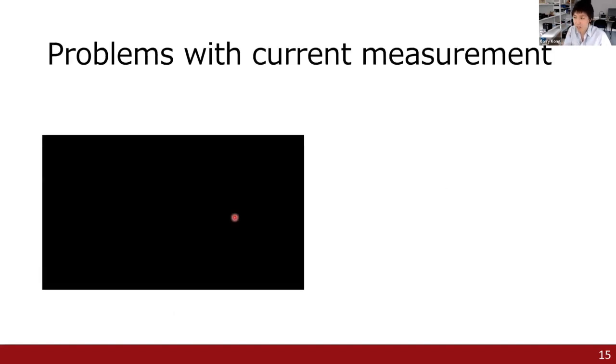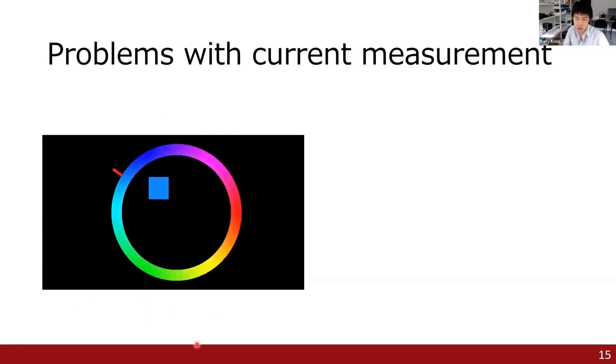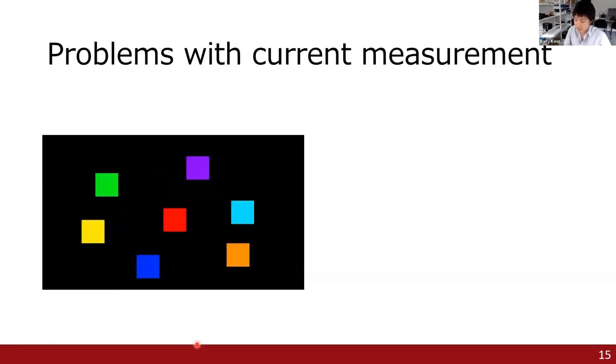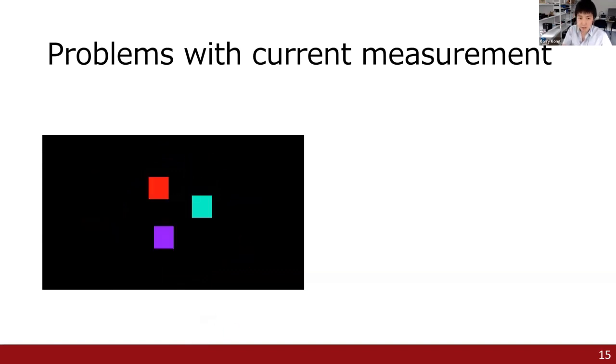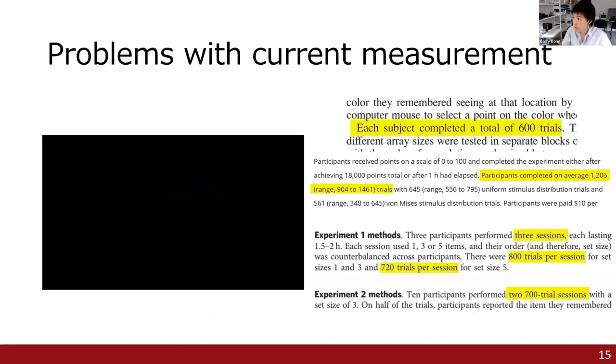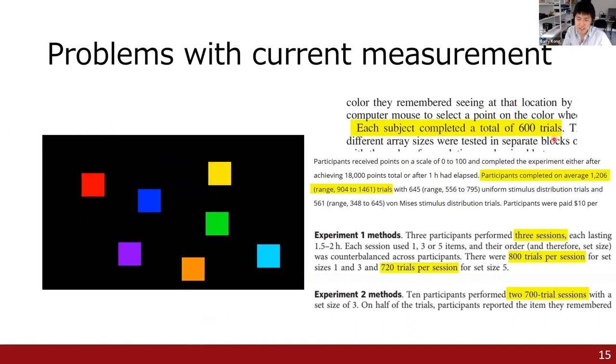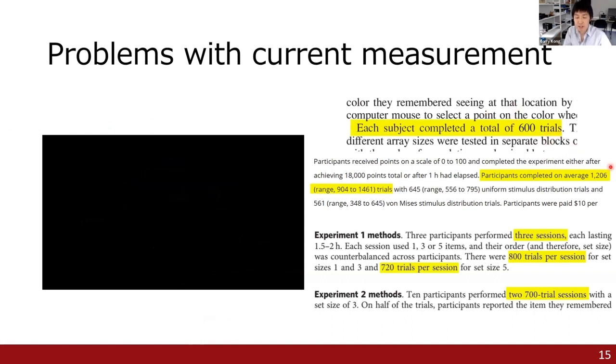The way we measure visual working memory seems to be usually something like this. You see some colors, you're asked to reproduce the colors, or you're shown a display and asked, was that the same display you saw before? These experiments started off okay. You can do the experiment in 600 trials, which is about an hour's worth of experiments, but the subjects hate it.